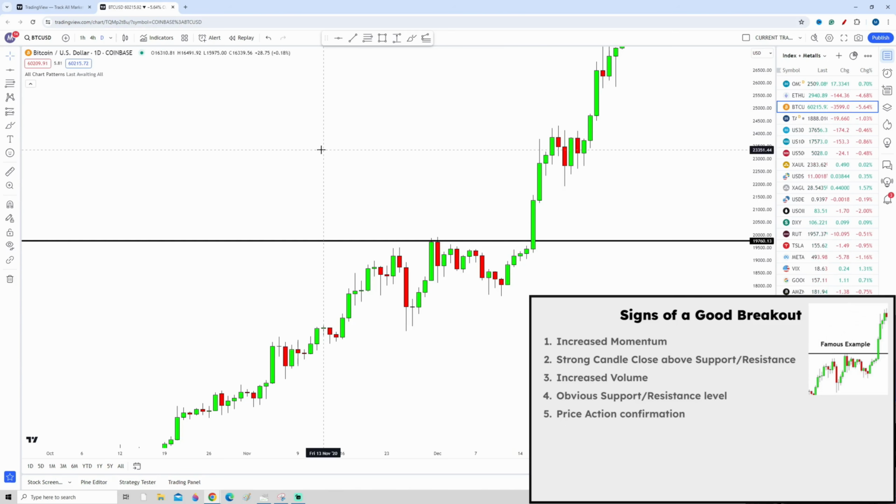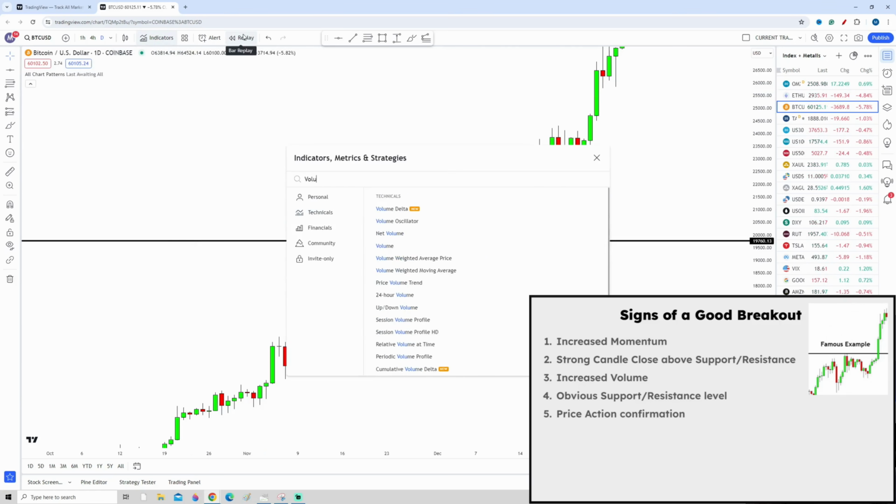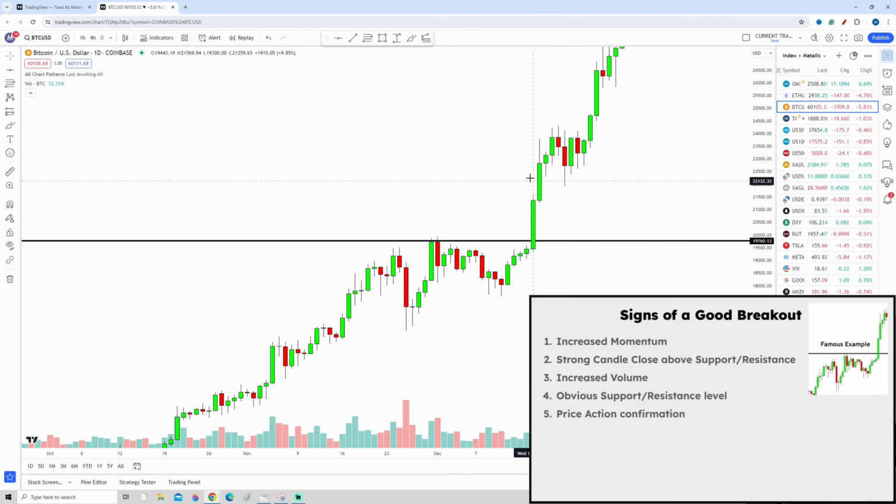And what we want to see here is increased volume. So now let's really quick open up the volume indicator. To do this, you go up here to the indicators tab in TradingView, and then you simply search for volume. And I want to keep this very simple. As you can see, we have many different volume indicators, but we just want to open up the simple volume indicator. This one is just called volume.